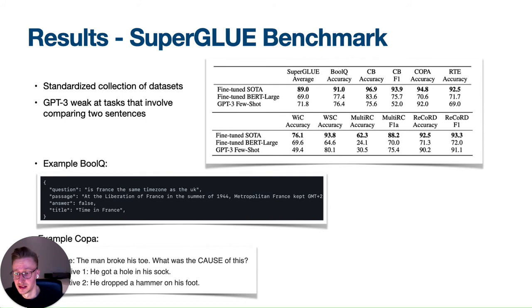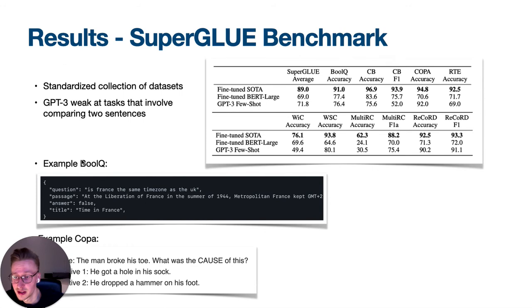Next up is the SuperGLUE benchmark, which is a standardized collection of datasets with 8 different tasks, basically. And the main result from this benchmark testing is that GPT-3 is quite weak at tasks that involve comparing 2 sentences. And you can see that in the WiC accuracy here, in the RTE one, and also in the CB one, which involve such tasks. Such, for example, as whether a word is used in the same way in 2 sentences. And also it has quite low performance on BoolQ.